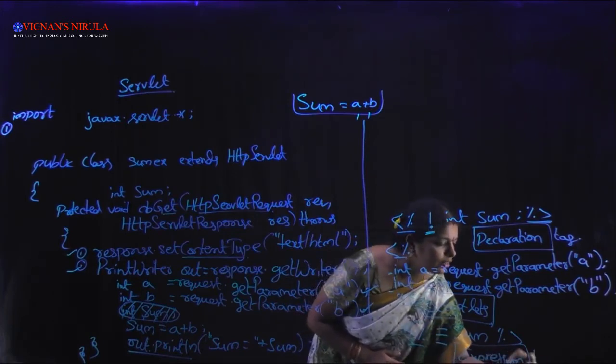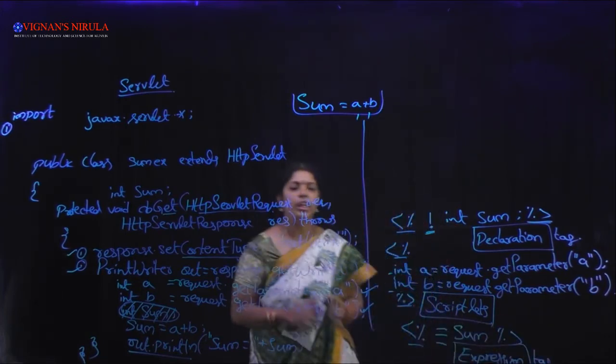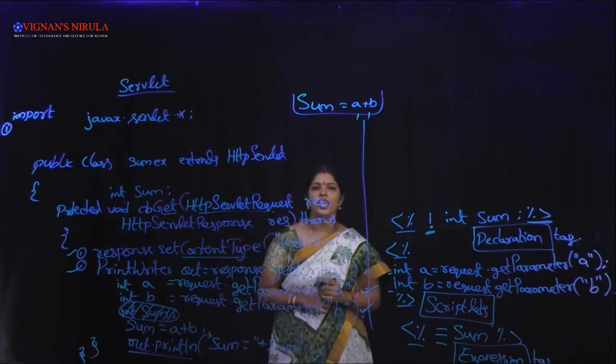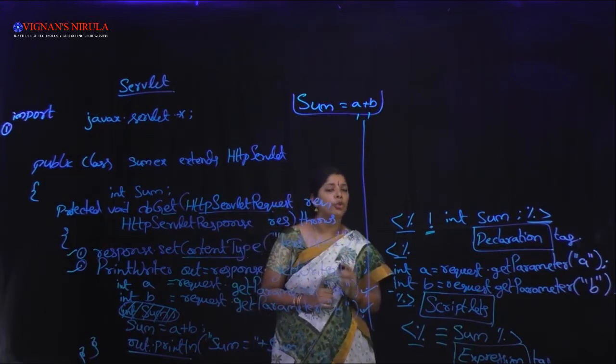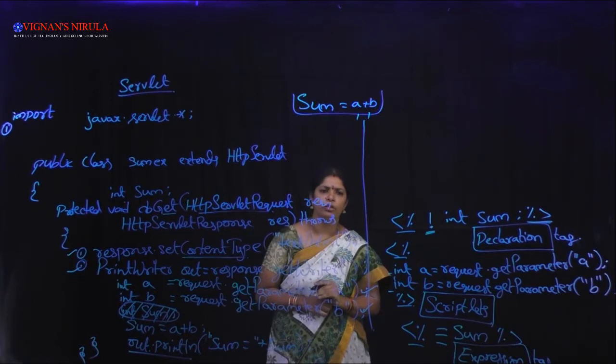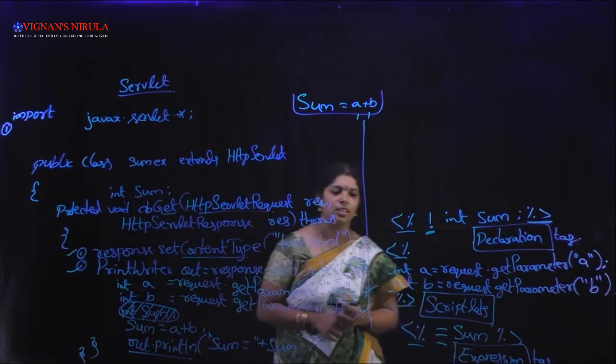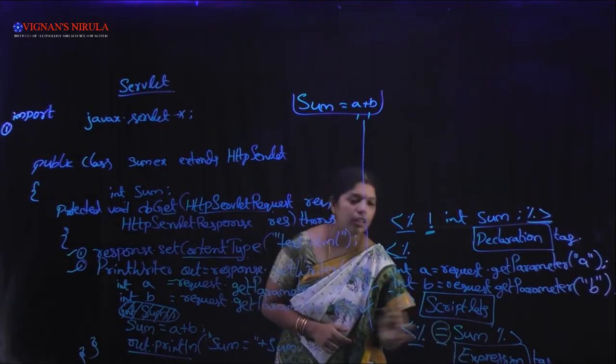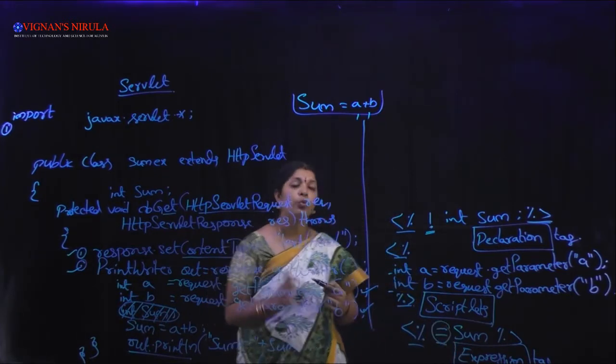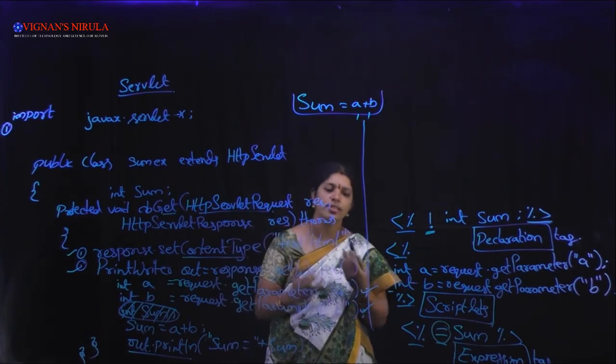What is it? This is the expression tag. So whenever we want to display any variables in our web page, or we want to display any resultant value, or we want to display any messages in the JSP pages, we are using the expression tags. By using the equals to symbol, we are displaying those results.